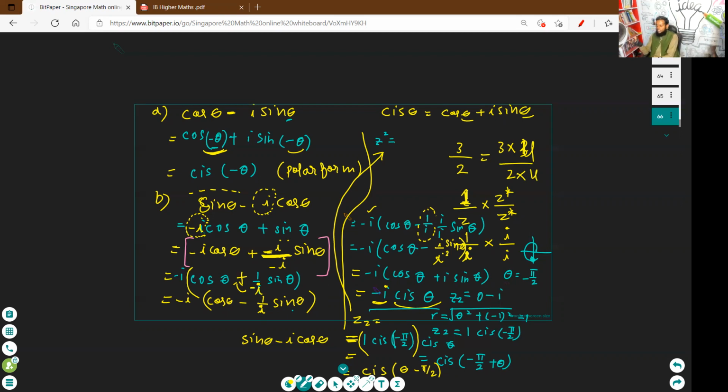Okay, we need our answer in polar form. So we change both into polar form. First is already in polar form, but we change minus iota into polar form. We first find the modulus and we also find the argument. Okay, so we write it in r cis theta form, put the values: r is 1 and theta is minus pi. Okay, in this way we can get it.